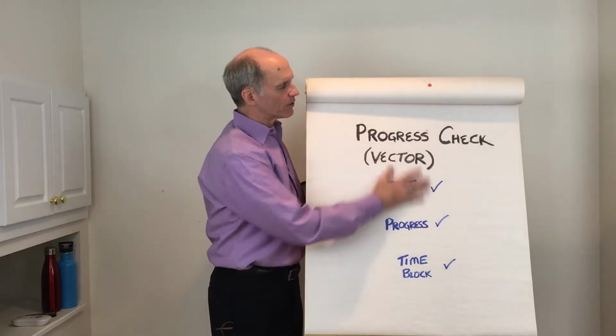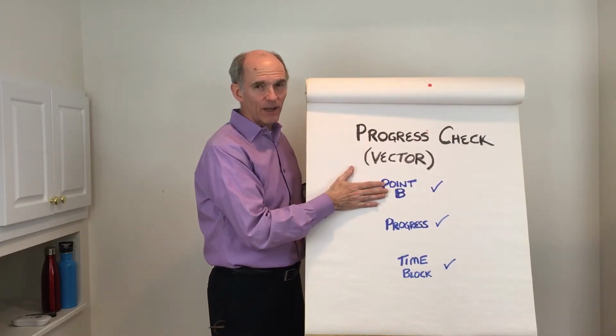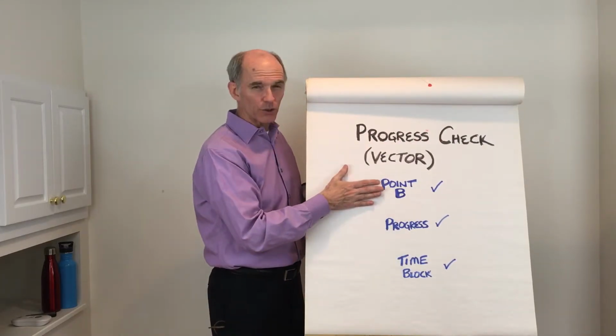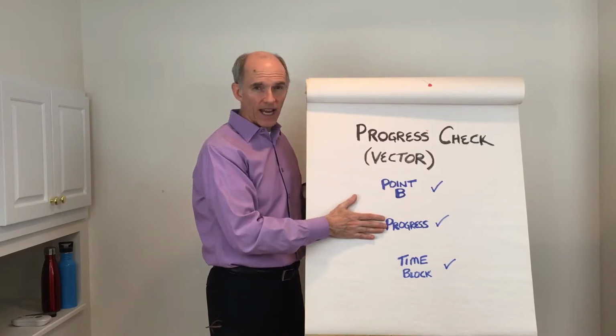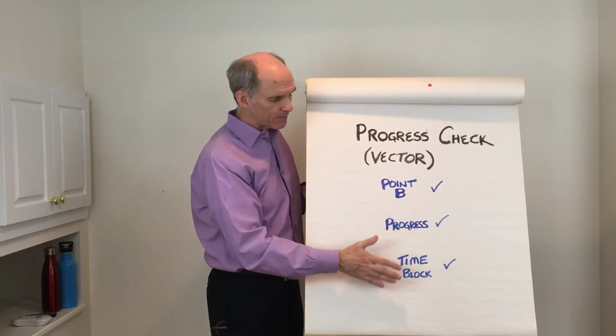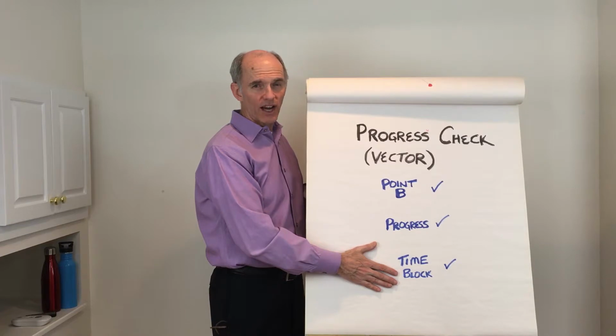That's a great progress check or a vector check: identify point B, define it for folks. What's the rally point? Are we at the progress point that we need to be? And then what's the time block? How you're going to spend your activities going forward.